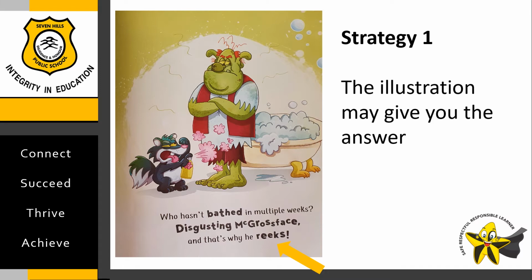Let's just check if that would make sense if I read out this sentence and replace the word reeks with smells. "Who hasn't bathed in multiple weeks? Disgusting McGrossface, and that's why he smells." Yes, it does make sense. It doesn't rhyme, but that's obviously how this author has gotten creative, and he's used rhyming words, and that's probably why he's chosen the word reeks instead of smells.